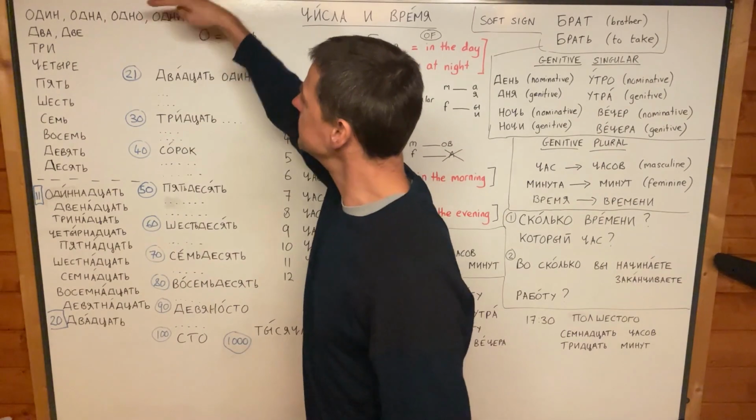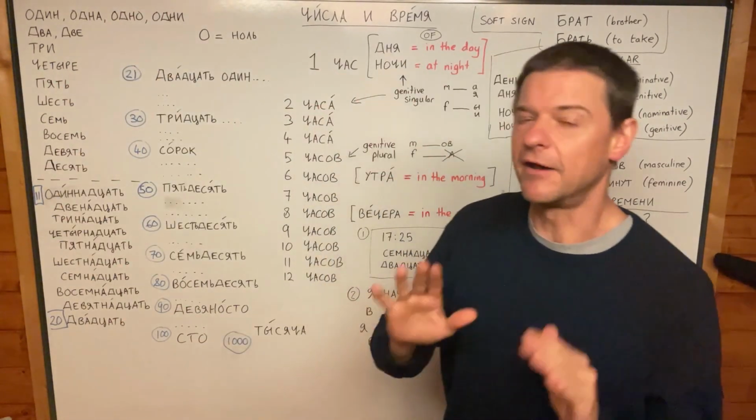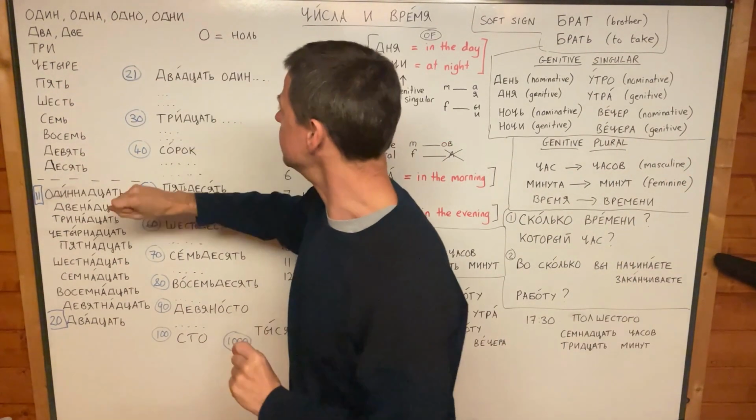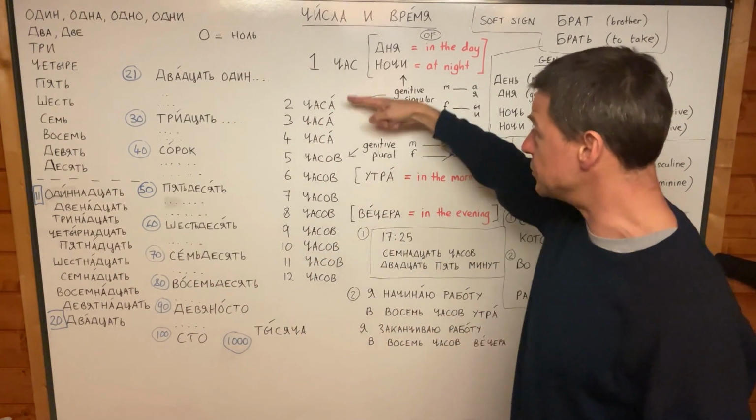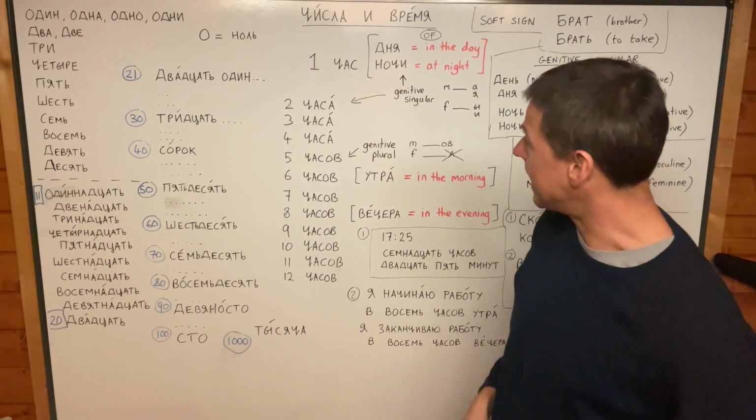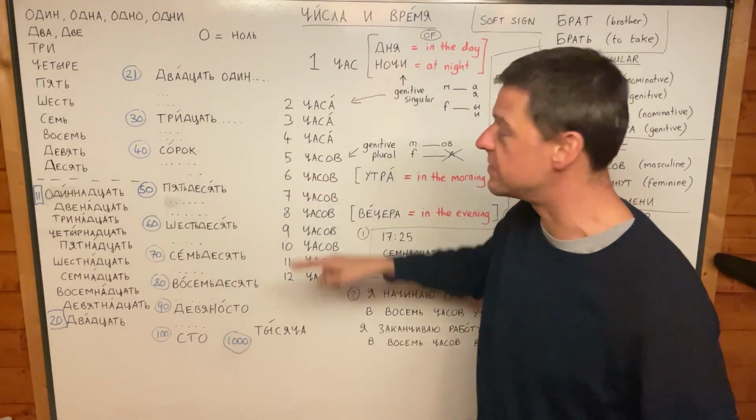We have done 1, 2, 3 and 4, and I wanted to take time to explain to you that 2, 3 and 4 took the genitive singular, and you can see that when you look at how they say 1 o'clock, 2 o'clock, 3 o'clock.